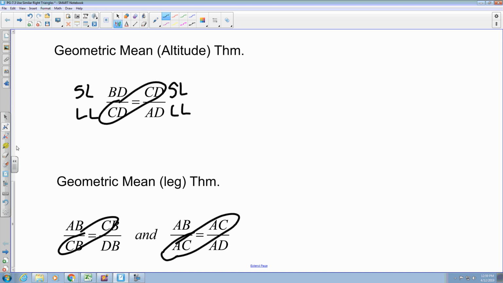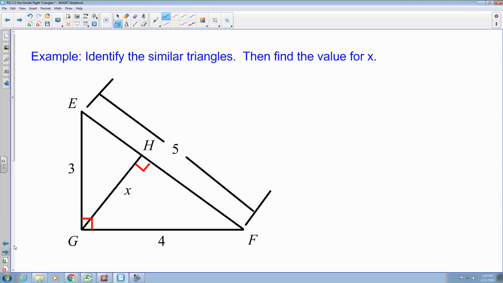Okay, so looking into that, it says identify the similar triangles. Then they want us to find the value of x. Looking at this one, talking about the statement we had on the first page, I have my big triangle. I'm going to call this triangle EGF. All right, so that's my big triangle, EGF.